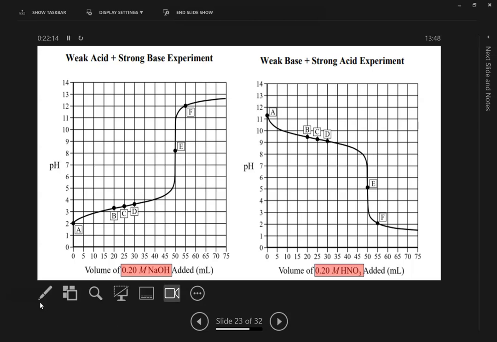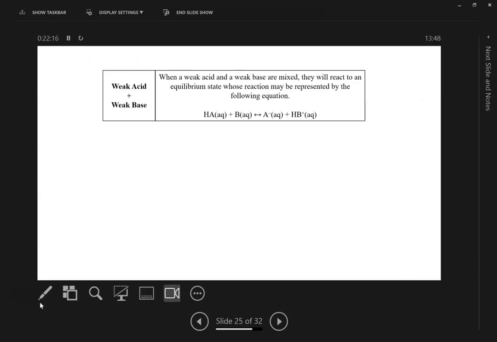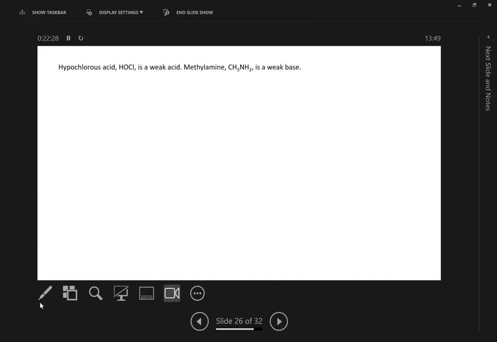All right, now let's see what happens when we have a weak acid and a weak base. All right, they're going to react to some equilibrium state. We don't really know what that is. We have to do a little arithmetic, and we'll do that right now.